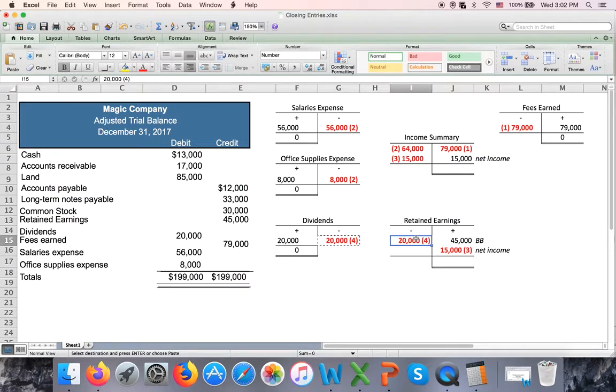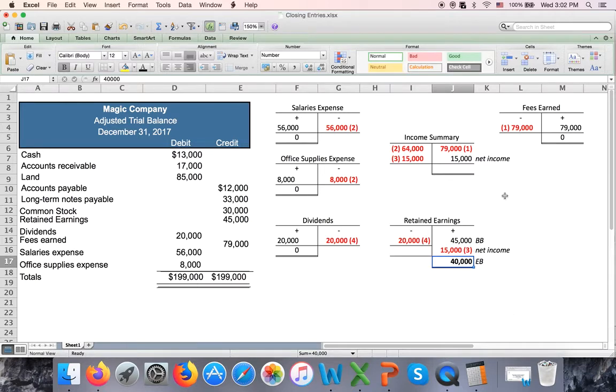Because dividends decrease retained earnings, right? And what's my new balance? My ending balance is now $40,000. That's the EB, the ending balance, and that's what goes on the balance sheet. We already talked about it.